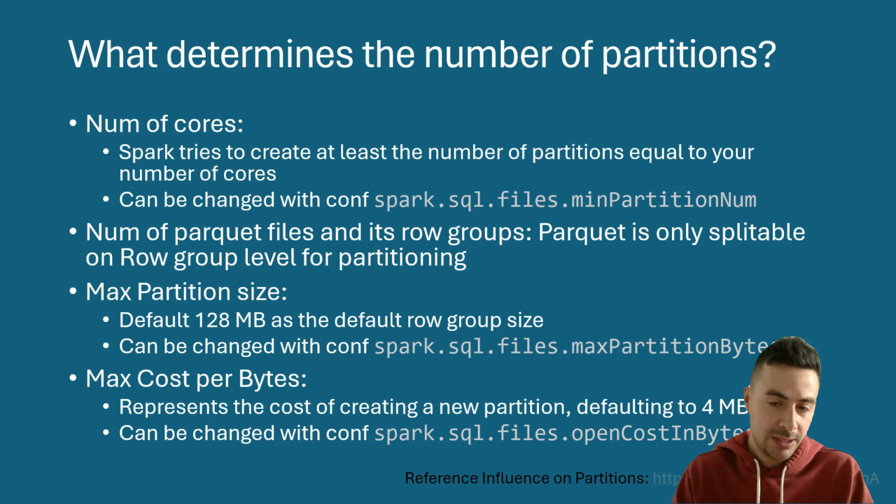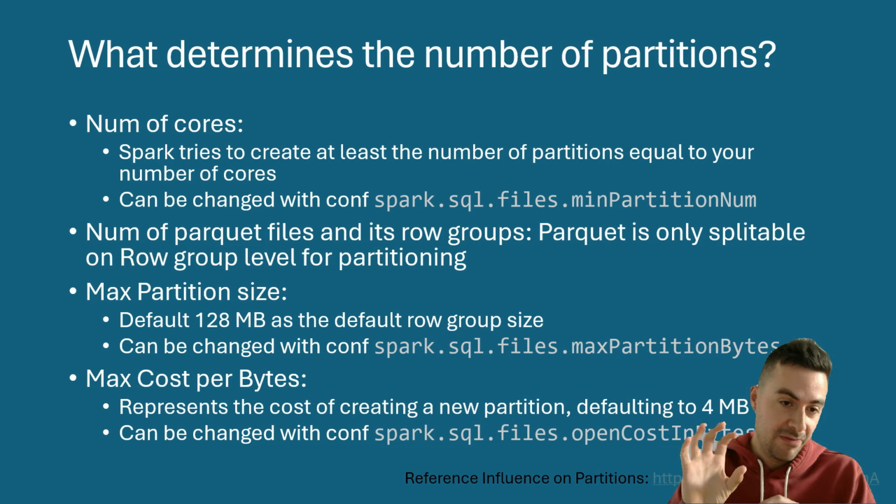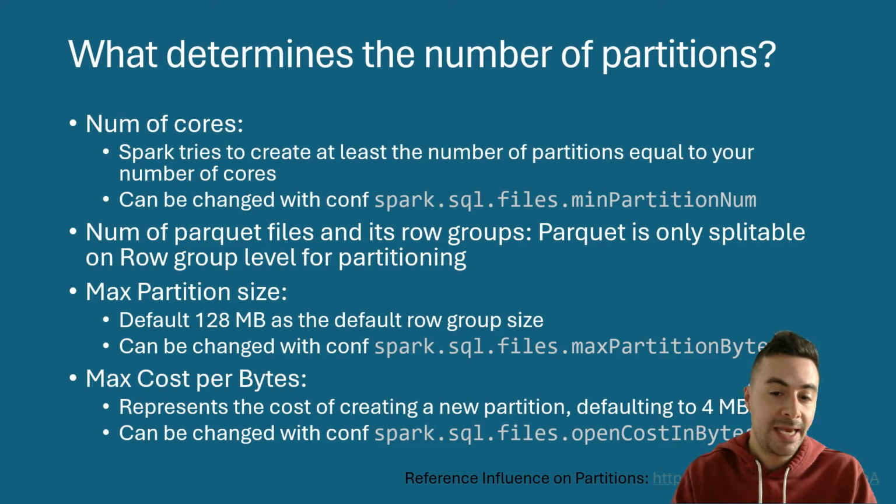Then we have the max partition size. This is limiting the size of a partition. That's a value we're going to look at today. 128 usually works for big data because the row group size is 128 megabytes. But there are some scenarios, if you have 5 files, for instance, or a lot of files which have some deviation in the size, where you want to adjust it to get a really good partition size. And then we have openCostInBytes, which is rather valuable, as we saw before, for smaller files.